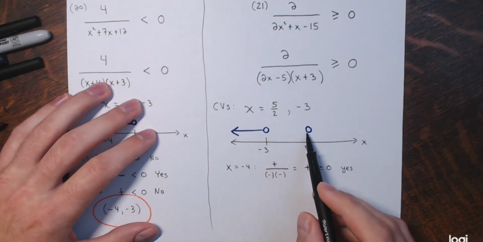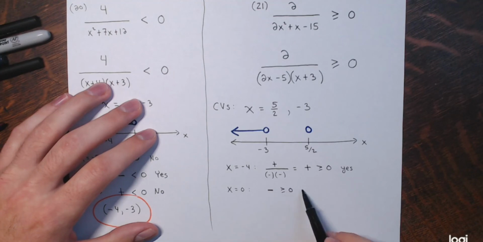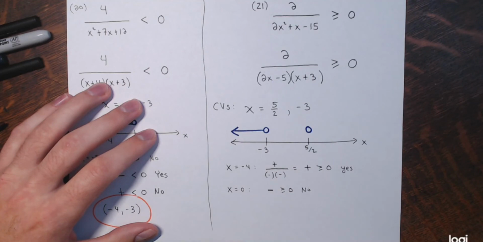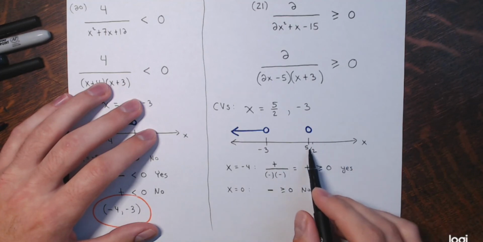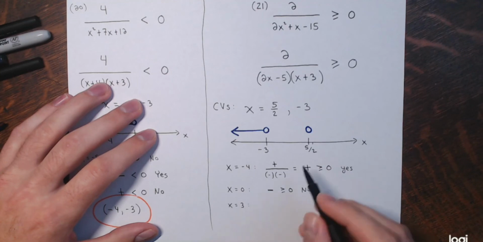Between negative 3 and positive 5 halves, easy one to check would be 0. You would have a negative number on the left. And is that greater than or equal to 0? No. So no solutions in this interval. And then to the right of 5 halves. Now 5 halves is 2.5, so how about 3? 3 is to the right of 5 halves.